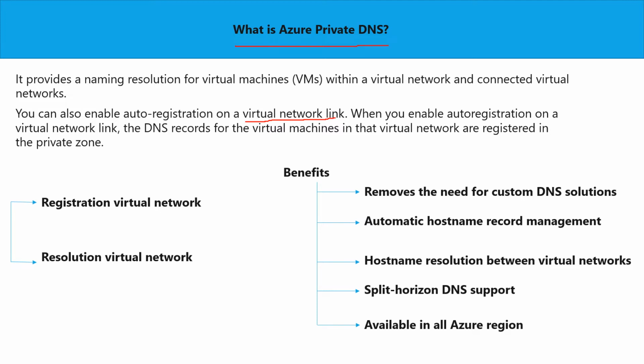So when you enable auto registration on a virtual network link, the DNS record for those VMs inside the virtual network, they get registered in the private zone. So as of now, let's understand, we're going to have two options. One option, the moment you are going to register your virtual network to the DNS zone, do it with the registration, or do it with the resolution. And we are going to see these two options when we go for the demo.